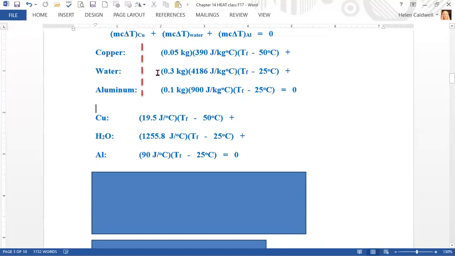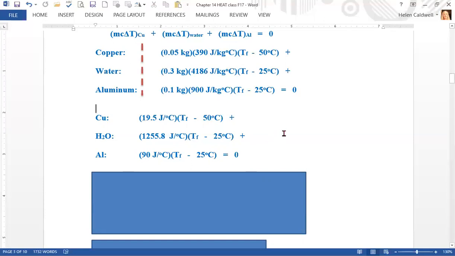0.3 multiplied by 4,186 gives us 1,255.8 joules per degree Celsius. And then that will be multiplied by T final minus 25 degrees Celsius. And then plus 0.1 times 900 gives us 90 joules per degree Celsius times T final minus 25 degrees Celsius. And it equals 0. So all three terms add up and equal 0.